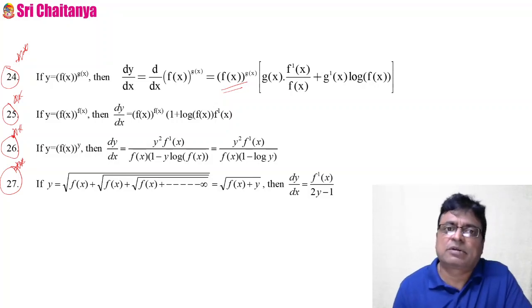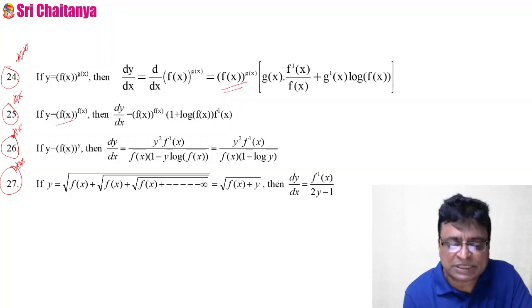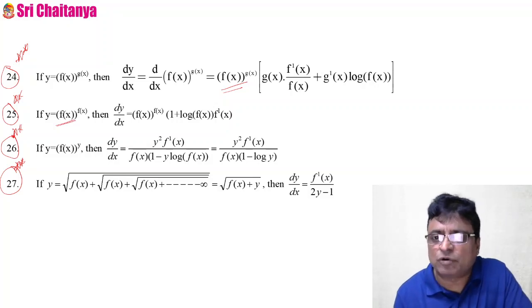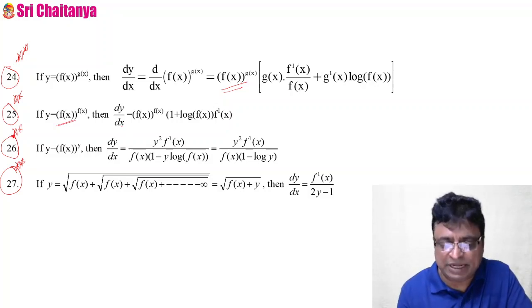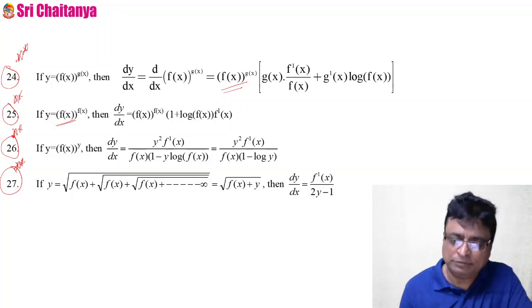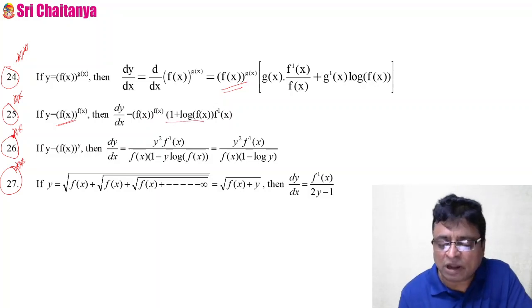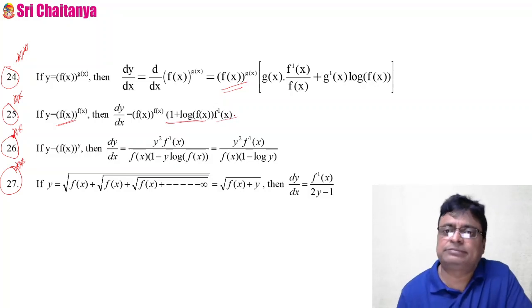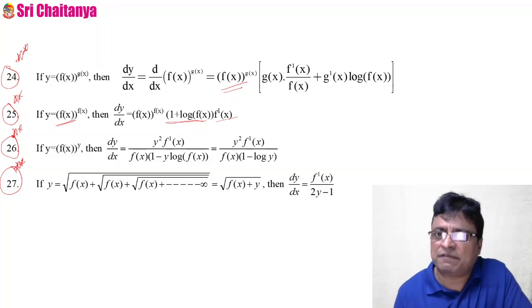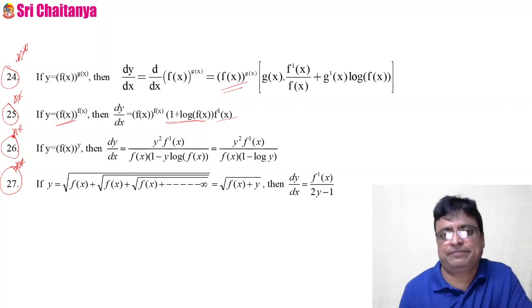25th. y equal to f of x whole power f of x. Then dy by dx equal to f of x whole power f of x into 1 plus log f of x into f dash x. Once again, dy by dx equal to f of x whole power f of x into 1 plus log f of x into f dash x.